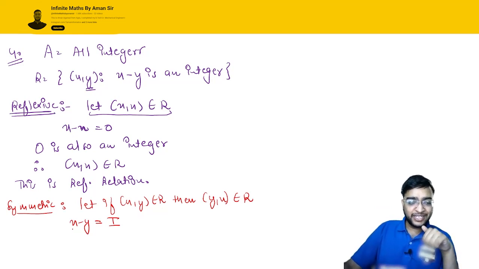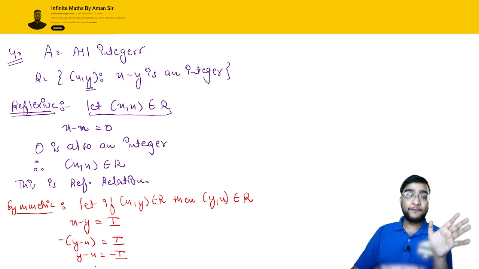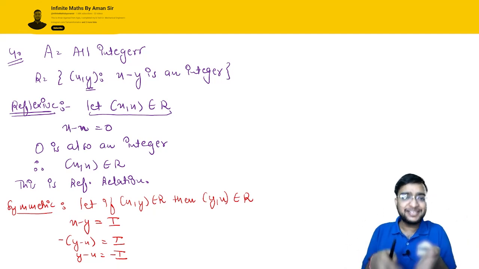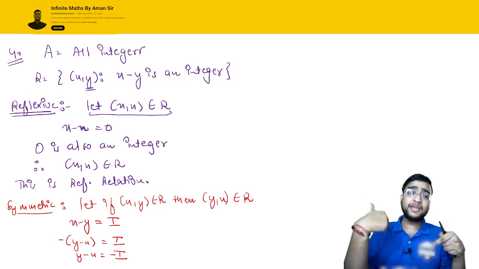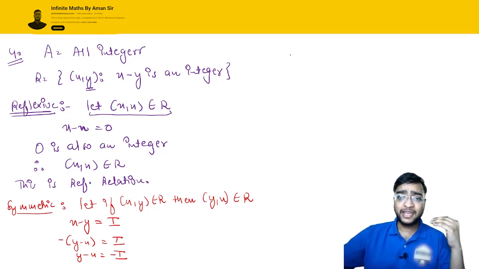Let's see, if I take minus 1 as a common part, can I say minus common? So this is y minus x, and somewhere it is I. Can I shift the minus here? Yes. And this is y minus x is minus I. Is this minus I also an integer? Yes, because I is any integer, whether negative, positive, or 0, so minus I is also an integer. If I take I as a positive integer, then minus I must be negative. If I take I as a negative integer, then minus I must be positive. So I can say y minus x is also an integer.